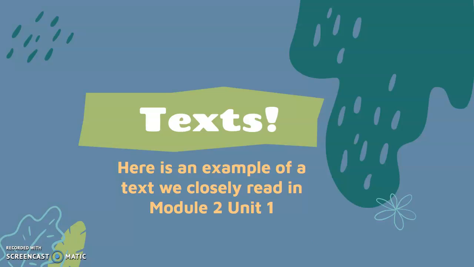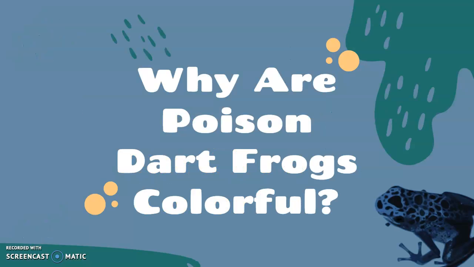So it's a lot of information there, but to give you a little example, I'm going to read you one of the texts that we've read in Module 2, Unit 1. This is a pourquoi tale called Why the Poison Dart Frog Is So Colorful. And a pourquoi tale is like a folk tale that answers a why or a how question. So this is Why Are Poison Dart Frogs Colorful?